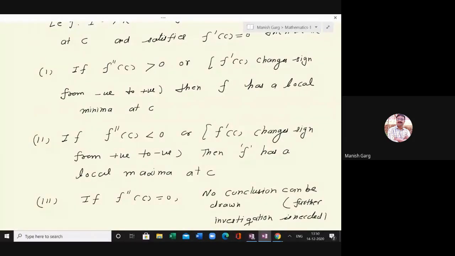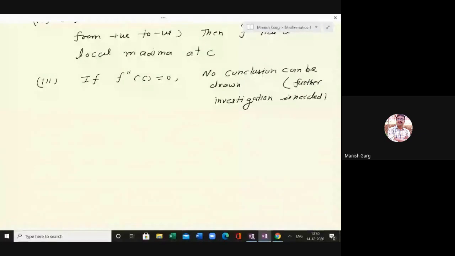So if anybody has a doubt, ask me now. Is it clear? Yes, sir. So now I think there will be no doubt. Okay, let us do one example.